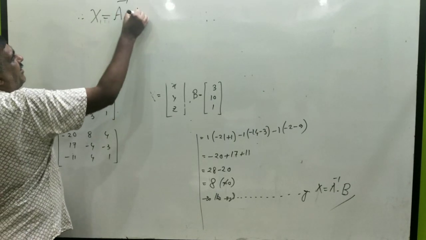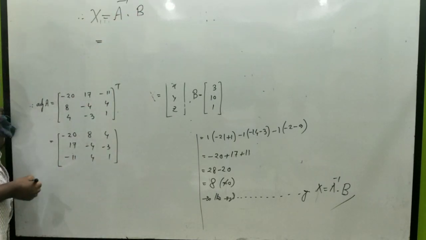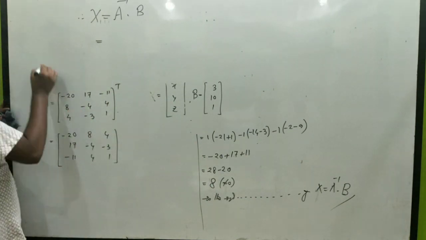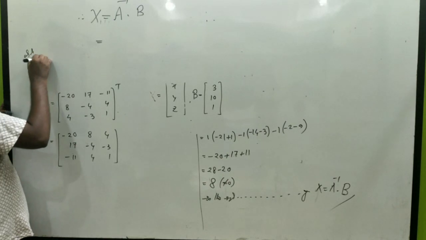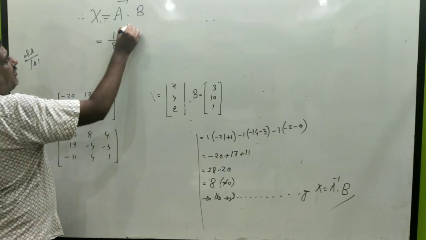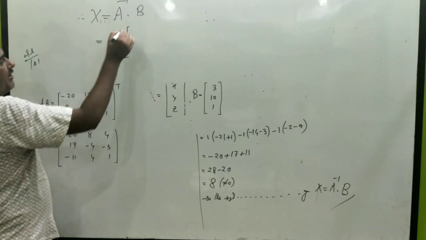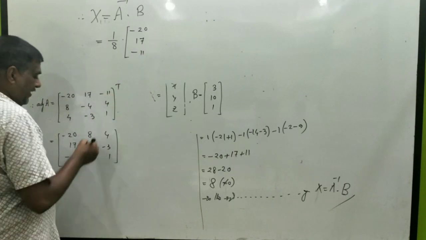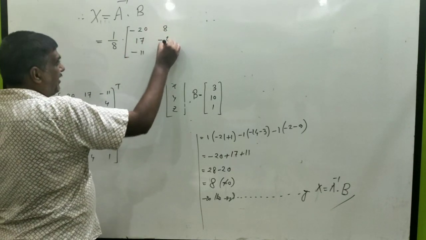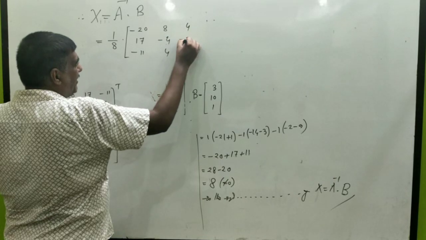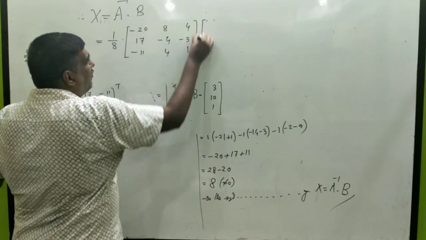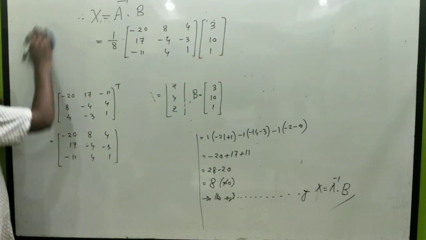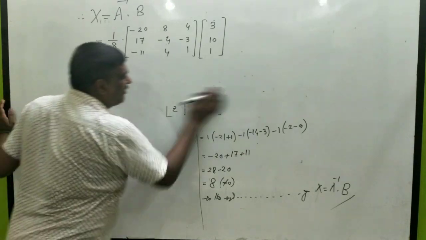Therefore x equals what? A inverse into B. A inverse means what? Adjoint A by determinant of A. What was the determinant of A? 8. So 1 by 8 into adjoint A: minus 20, 17, minus 11; 8, minus 4, 4; 4, minus 3, 1. Clear? Into what? B. B means what? 3, 10, 1. Clear? Okay.